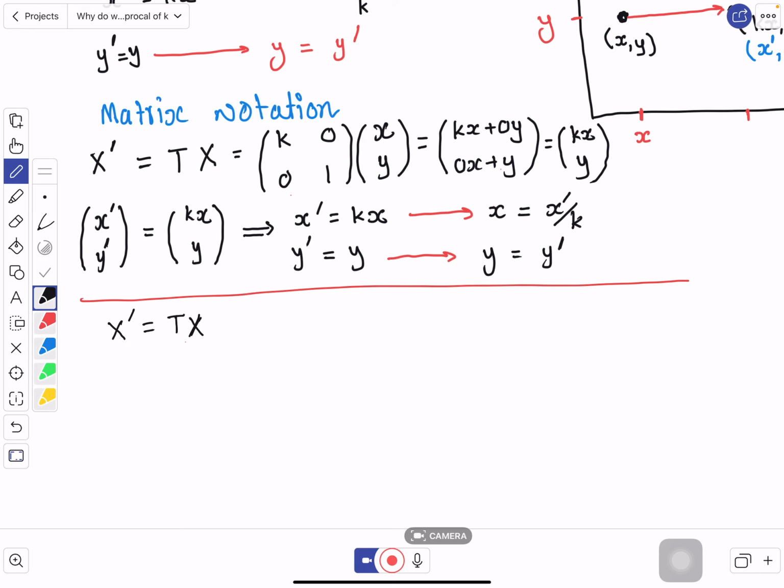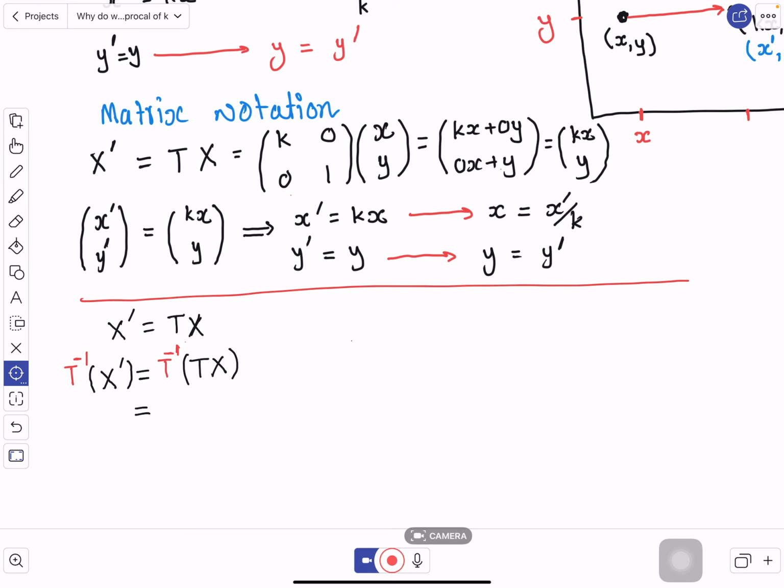So using matrix multiplication, if I pre-multiply both sides by T inverse, this is what I mean. Let's put these into brackets, and nothing changes. If I pre-multiply by the inverse of T, well, we know from matrix algebra that T inverse times T would give me I, the identity matrix, times x.